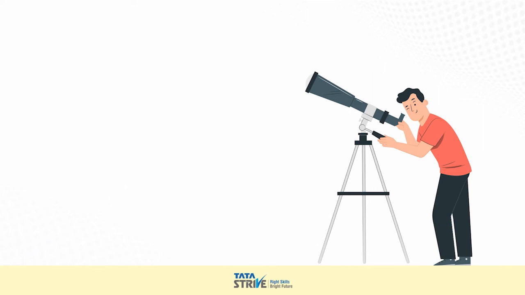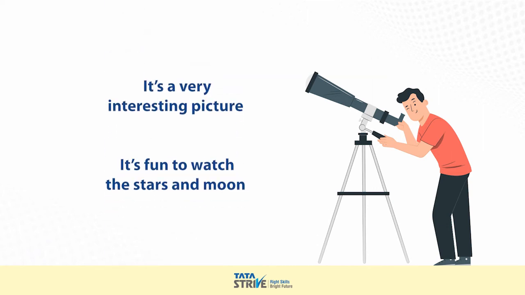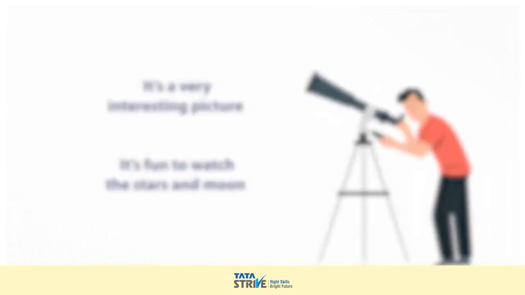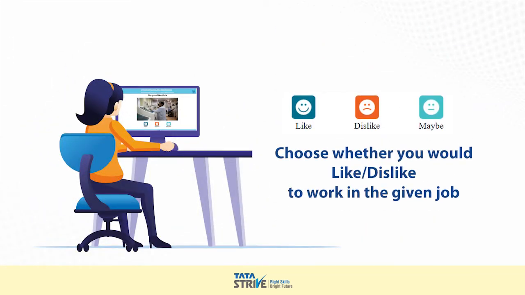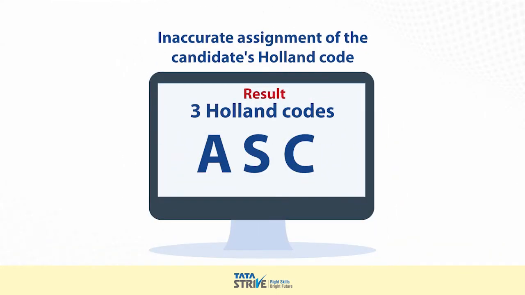We should not say, it's a very interesting picture, or it's fun to watch the stars and moon, etc. using a telescope. Usually, astronomers do that and they get good jobs, etc. Such statements will color their thoughts and they may accept or reject the picture due to bias. This may lead to inaccurate assignment of the candidate's Holland code.